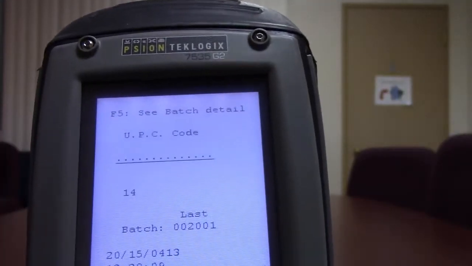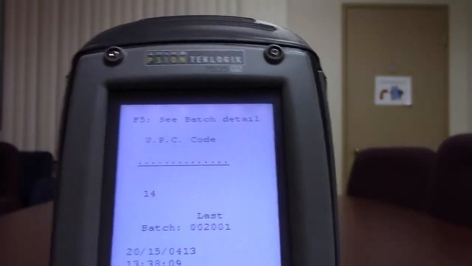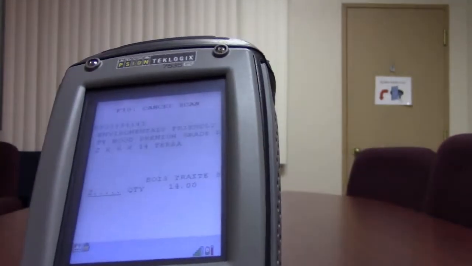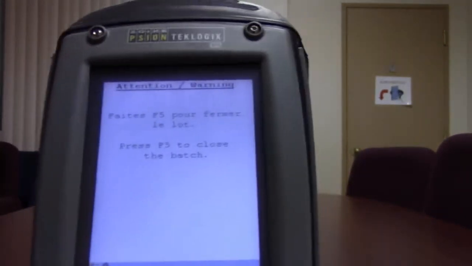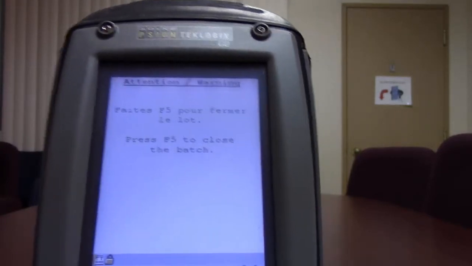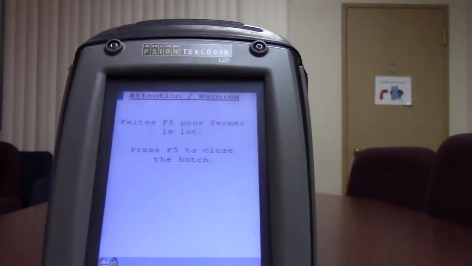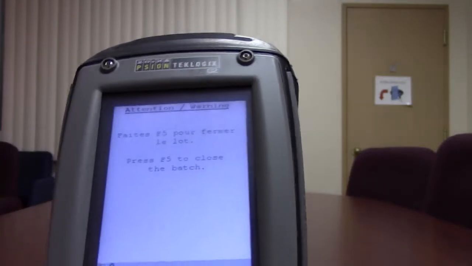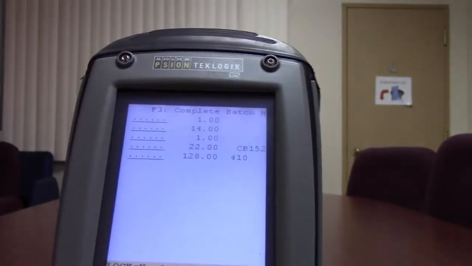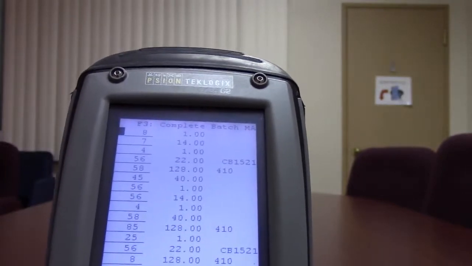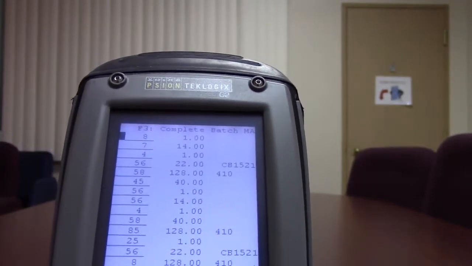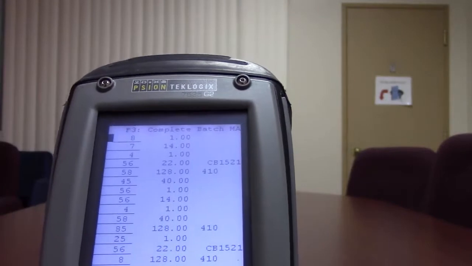If you are about to scan your 15th product, you will enter the quantity. When you press enter, you will be asked to close your batch. You cannot scan more than 15 products in one batch. So you have to press F5. You can go through all the scans that you did to see if you have entered the correct quantity, and then you press F3.